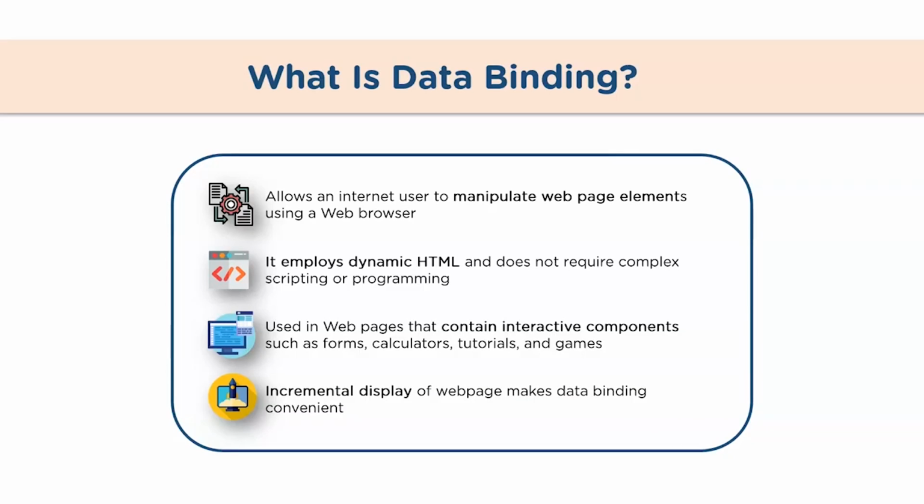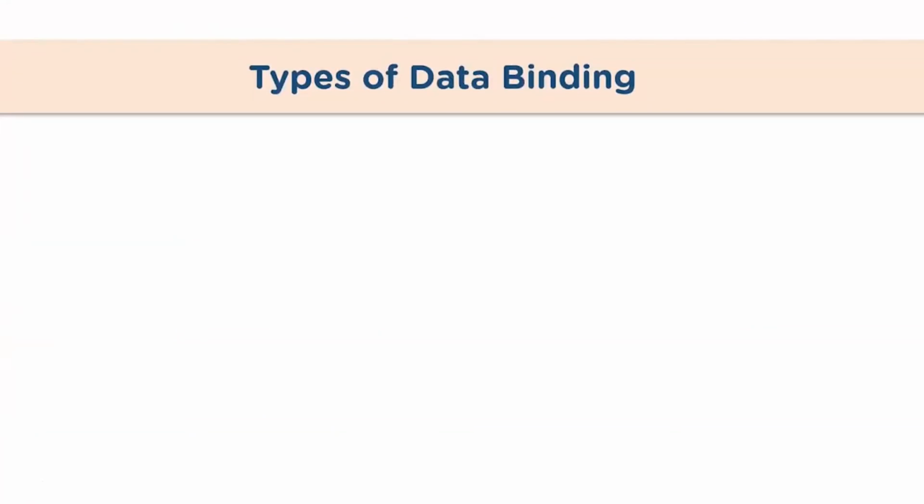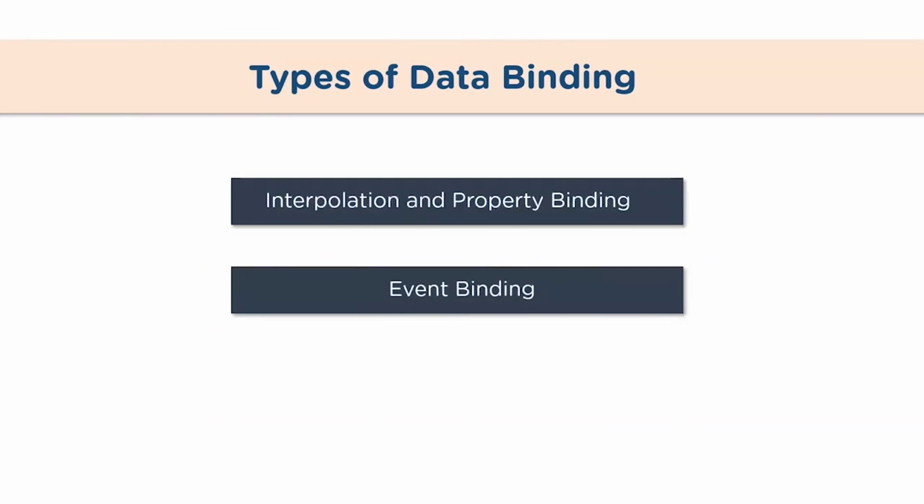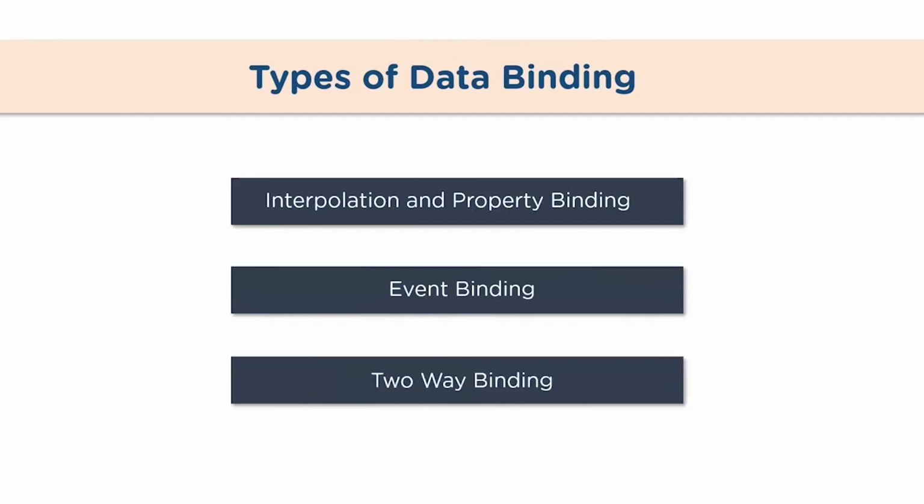Now, in simple terms, what I'm saying is that data binding ensures that any change made in the UI of the application is also reflected in the component and vice versa. By doing so, data binding ensures consistency throughout the application. So now let's have a look at the different types of data binding. First up, we're going to be learning about interpolation and property binding. Next, event binding, and then the two-way data binding.